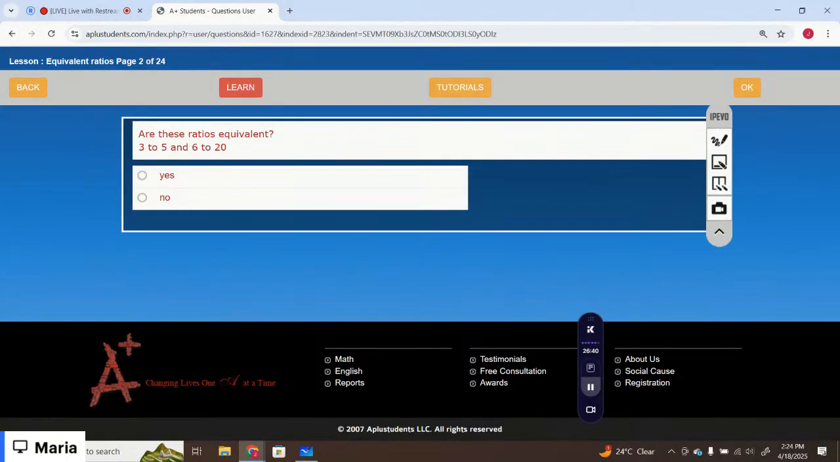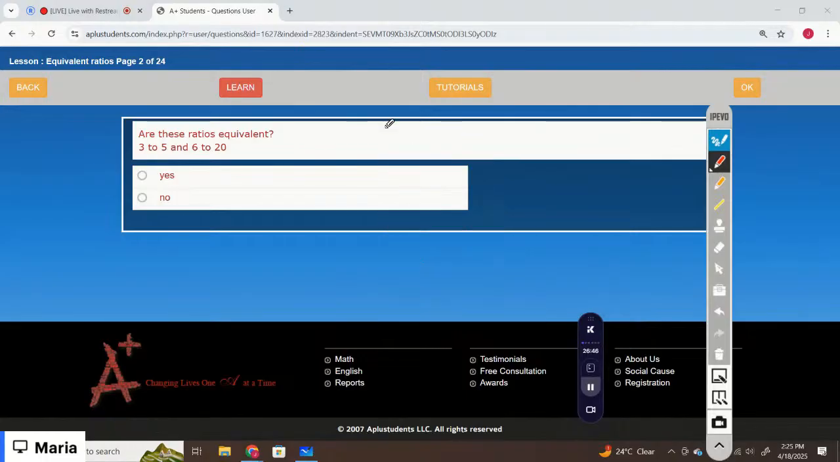Are these ratios equivalent, 3:5 and 6:20? So that is 3:5 and 6:20. 6 times 5 is 30 and 20 times 3 is 60. They are not equivalent. The correct option is no.